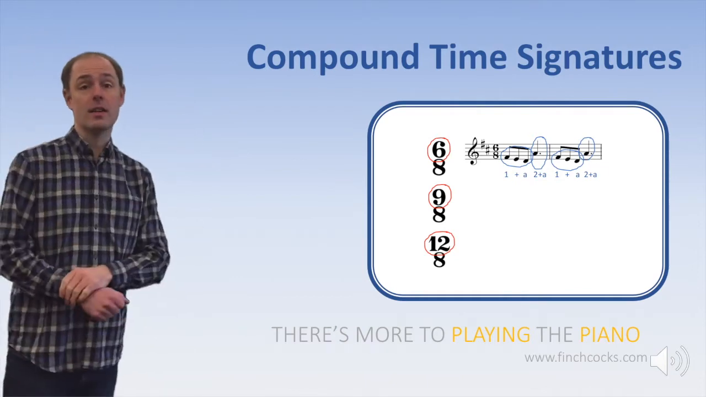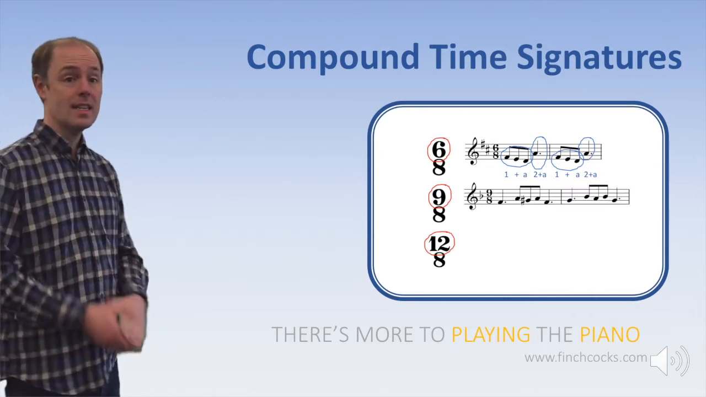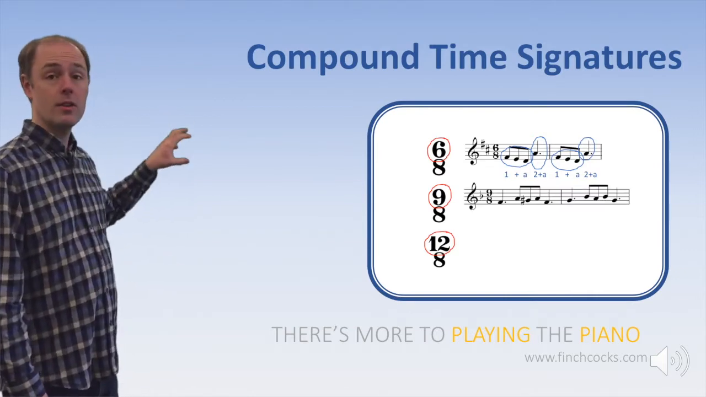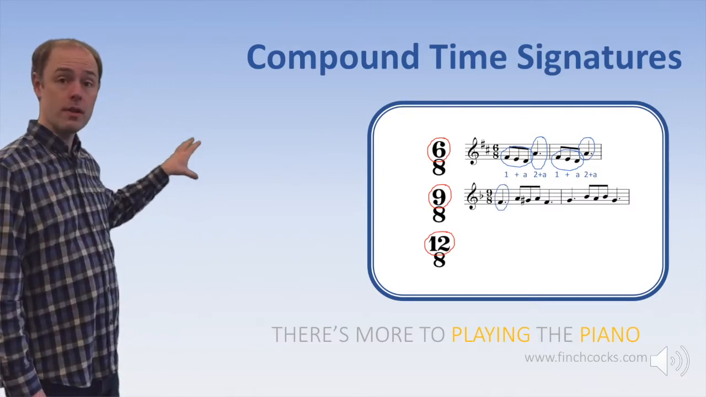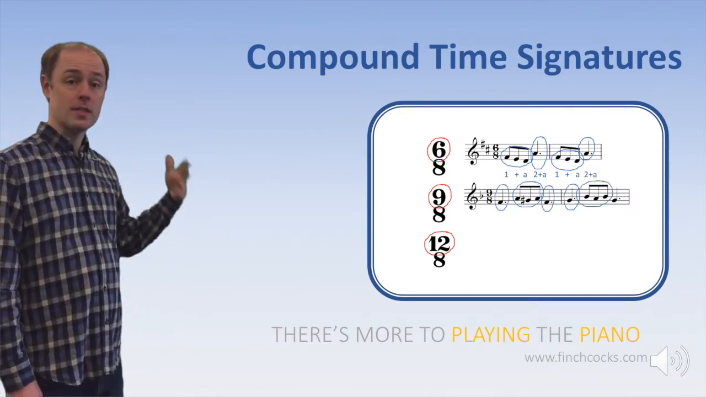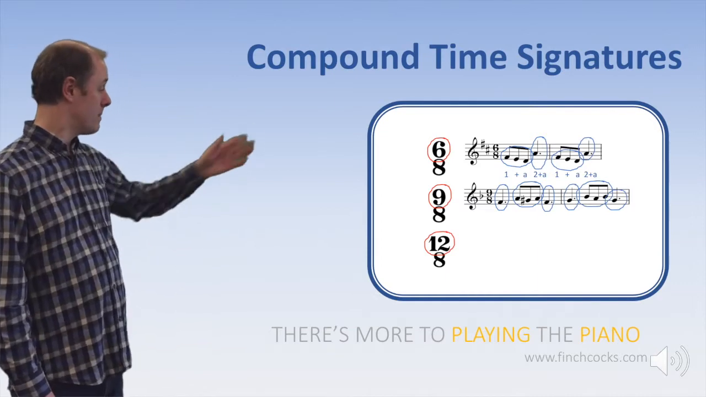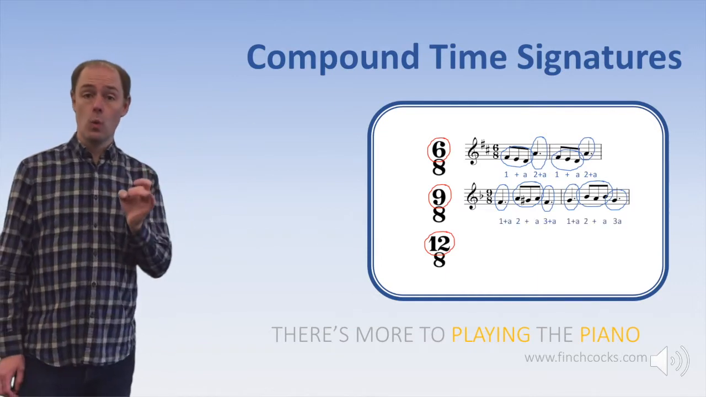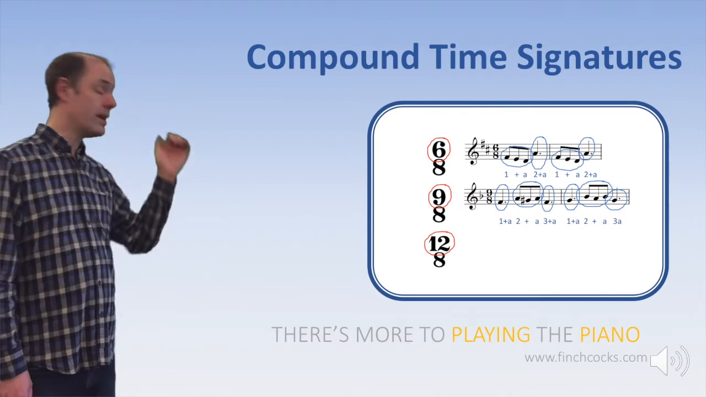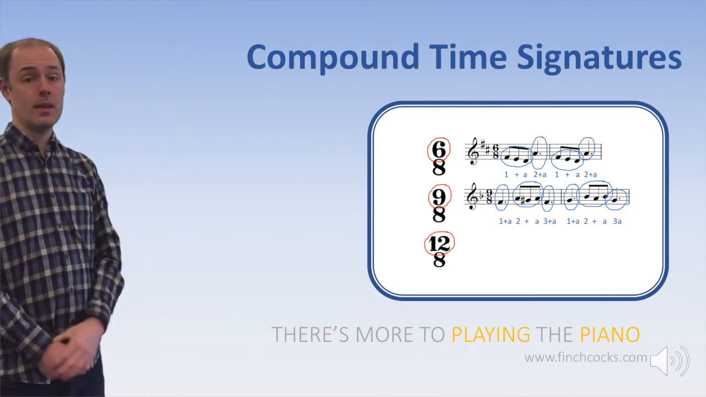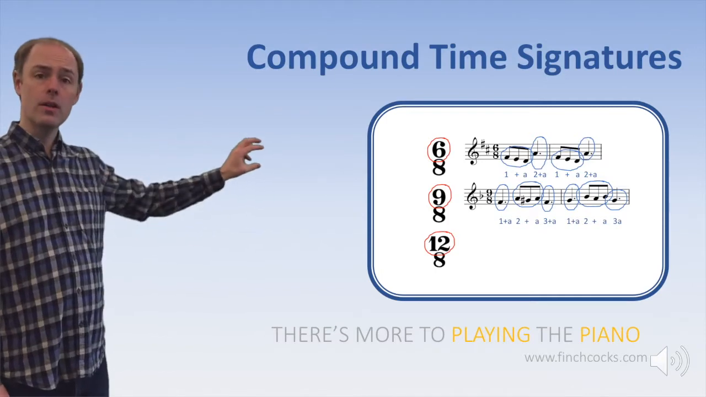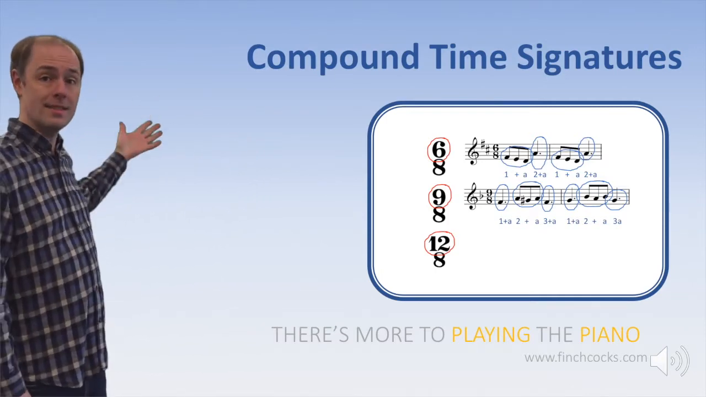Now let's take a look at a piece of music in 9/8. Again, I'm putting a ring around every group of 3. The dotted crotchet is worth 3 quavers. 3 quavers is worth 3 quavers. And I would count this piece as 1 and a 2 and a 3 and a 1 and a 2 and a 3 and a. Essentially 3 beats per bar. 3 groups of 3, 9/8.